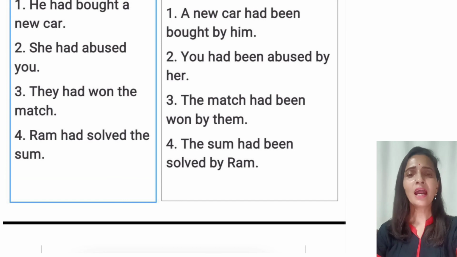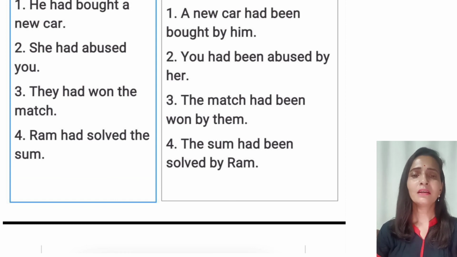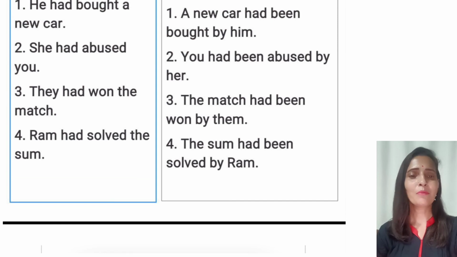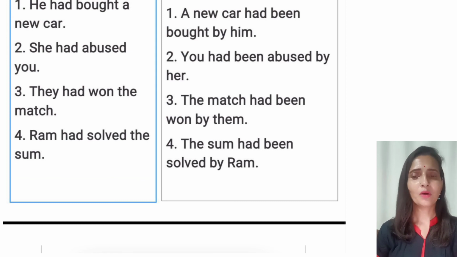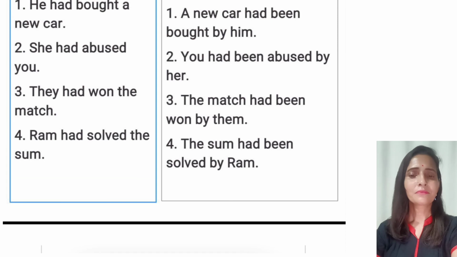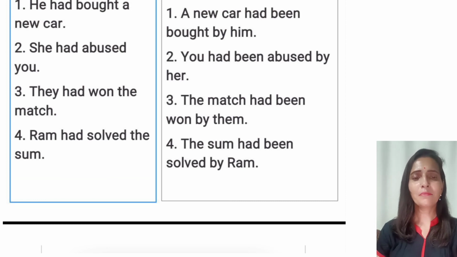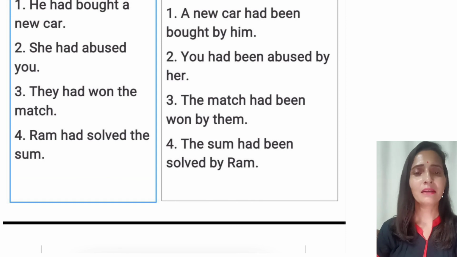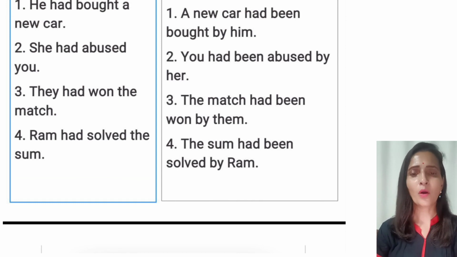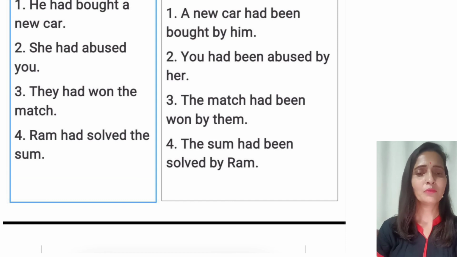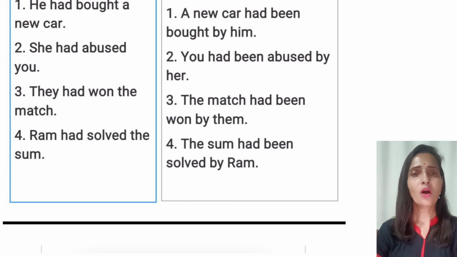Okay, they had won the match. So what is the object here? The match. So we will write it like that: the match had been won by, then what does they become in the object form? Them. The match had been won by them. Then, Ram had solved the sum. What is the object here? The sum. So it will change like this: the sum, that is the object, had been, helping verb, solved by Ram. The sum had been solved by Ram.